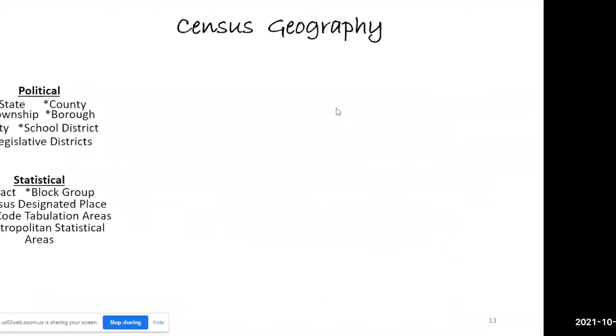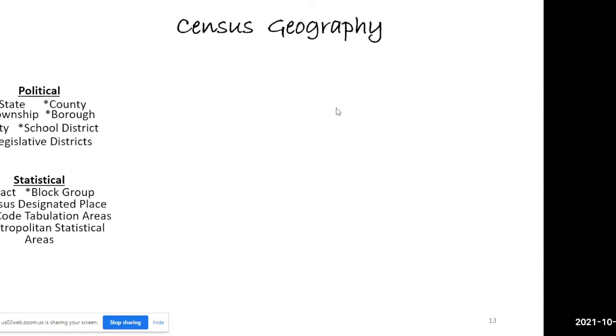I wanted to talk a little bit about census geography before we look at data, because census geography really is the foundation of census data. You can have all the data in the world, but if you can't link it to a place on the ground, it really isn't very helpful. So we recognize, I should say, 2 different types of geographies. You're probably most familiar with the political geography. That would be the state, the county, the townships, the cities, the boroughs, etc.